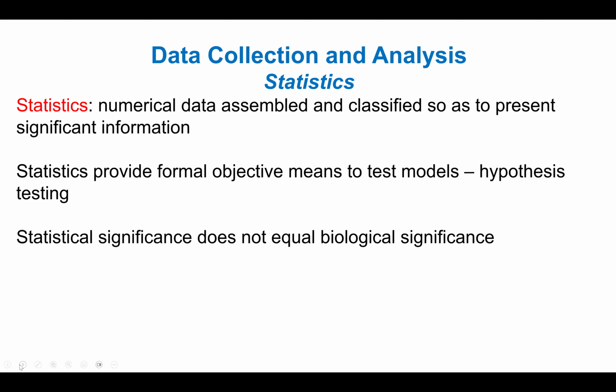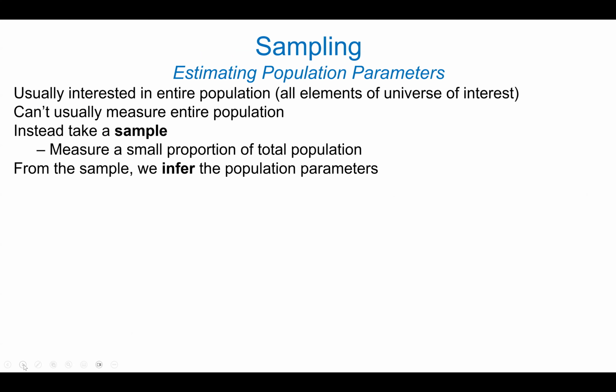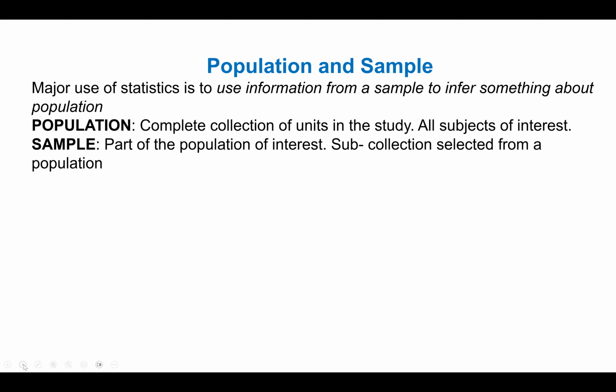So statistics is what we're working on here. Obviously we've gone over this. It provides a formal objective to test our hypothesis. And again, don't forget that statistical significance does not equal biological significance. We can estimate the population, but we can't say the whole population is that. We basically infer it by using a small sample from the population and measuring it.